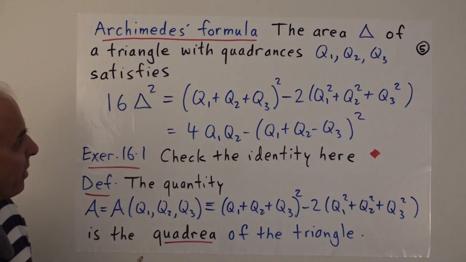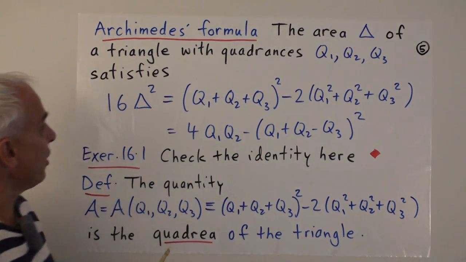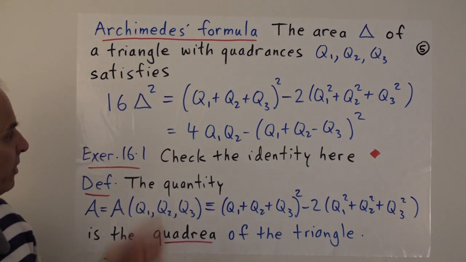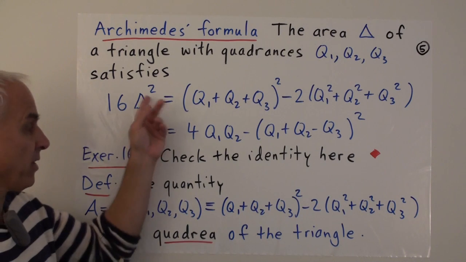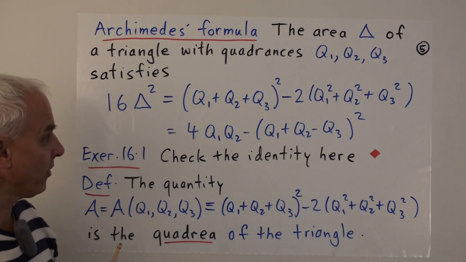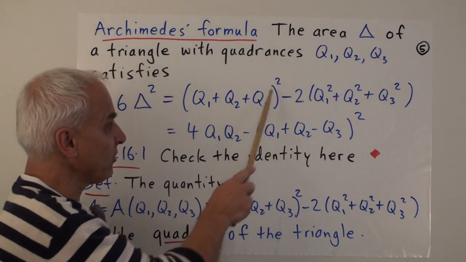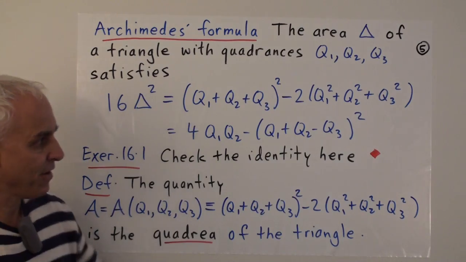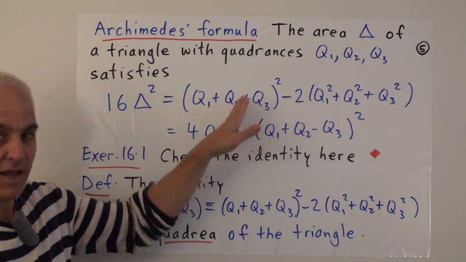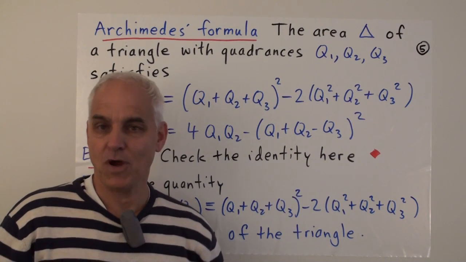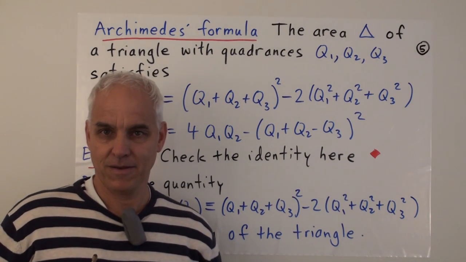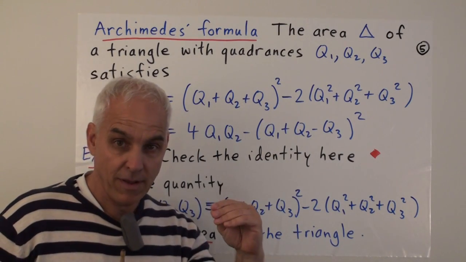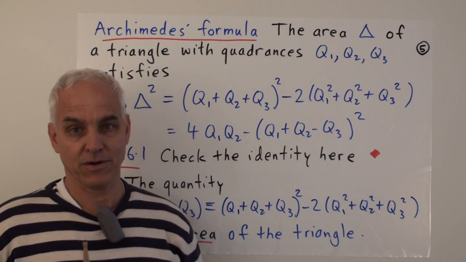Okay, so what is Archimedes' formula? Well, it's that the area, say delta, of a triangle whose quadrances are Q1, Q2, and Q3 is given by the following relation. 16 times the area squared equals (Q1 plus Q2 plus Q3) squared minus 2 times (Q1 squared plus Q2 squared plus Q3 squared). So this is just the difference between the left-hand side and the right-hand side of the triple quad formula. The triple quad formula is telling us that if this quantity happens to be 0, then the 3 points are collinear.